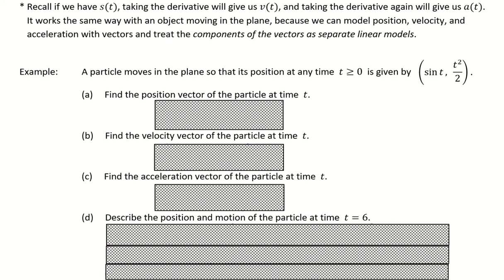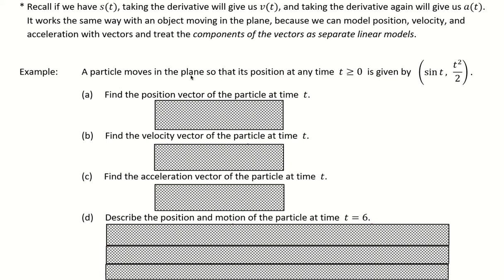So are we now getting into a little bit of calculus here, maybe? Let's see. Recall if we have s of t, which is position, taking the derivative will give us v of t, velocity. Yeah, I remember that. And taking the derivative again will give us a of t, acceleration. It works the same way with an object moving in the plane, because we can model position, velocity, and acceleration with vectors and treat the components of the vectors as separate linear models. Okay, I think this should overall be a pretty quick, clear example.